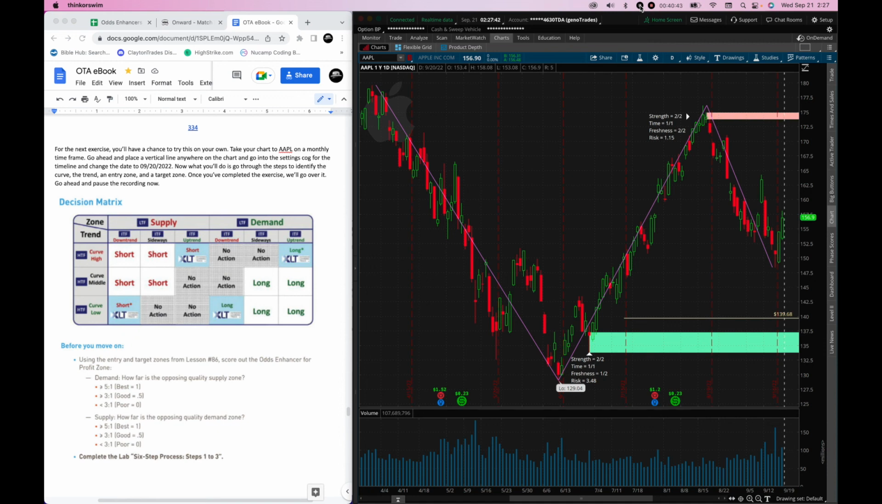Also, look at your supply zone and ask yourself, how far is the opposing quality demand zone? Is it equal to or greater than 5-to-1? Is it equal to or greater than 3-to-1? Or is it less than 3-to-1? And if you have not already done so, complete the lab 6-step process, steps 1 to 3.